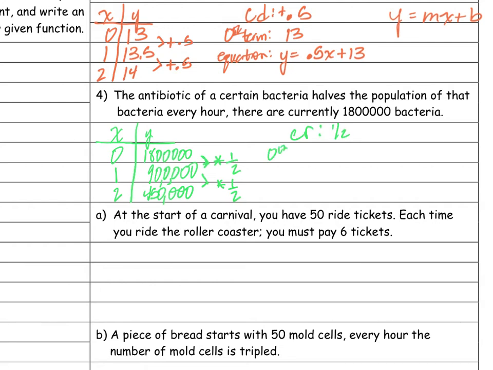My 0th term is 1.8 million. And then my equation should be of the form, since it's common ratio, y equals a times b to the x power. So my equation should be 1,800,000 times 1/2 to the x power. Okay? Questions?